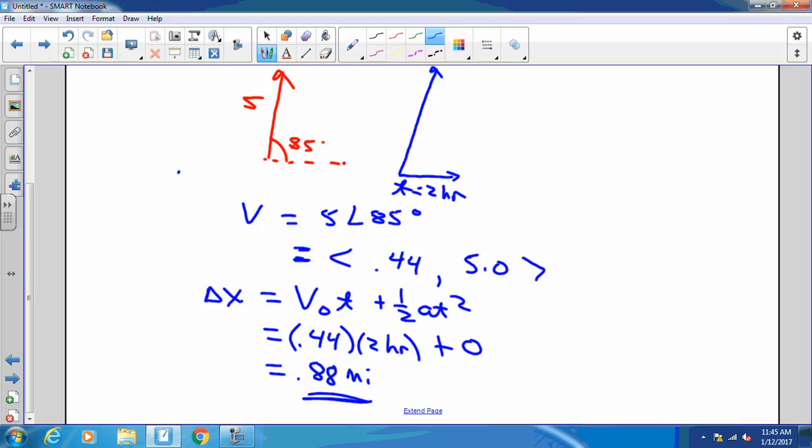Yes? So when you have constant acceleration, that means... In this case, we had 0 acceleration because we had constant velocity. Yep. Yep.